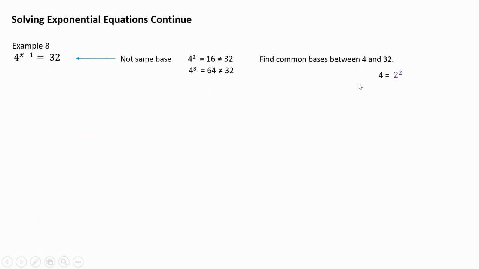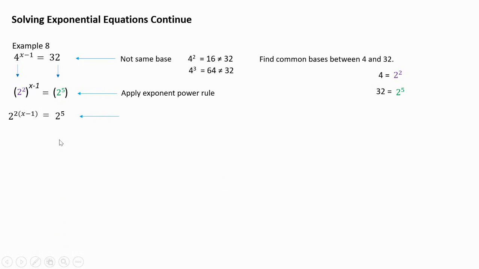Okay, 4 equals 2 squared, and 32 equals 2 to the 5th power. You see, so we found our common base. So now we're going to substitute 2 squared where the 4 is, and we bring down the x minus 1 exponent. And in similar fashion, we're going to substitute 2 to the 5th power for the 32. Now we apply the exponent power rule. Again, when you have a power to a power, we multiply the powers. So we're going to multiply the 2 times the x minus 1.